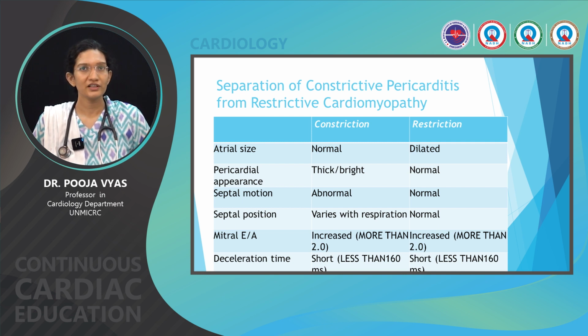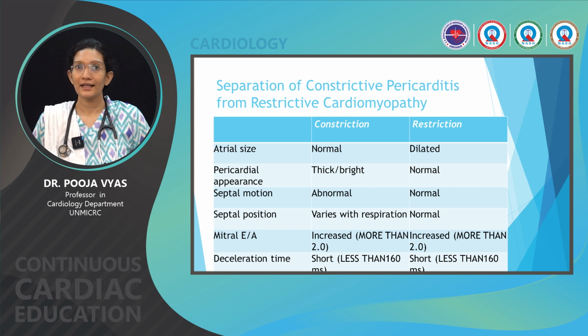Atrial size is usually normal in constriction, while in restriction atrial dilatation will be seen. Pericardial appearance is thick and bright, while in restriction it is normal. Septal motion is abnormal during constriction. We can find other motion abnormalities which we discussed previously on M mode, while in restriction the septal motion is normal. Septal position varies with the respiration in constriction, while it remains normal in restriction.